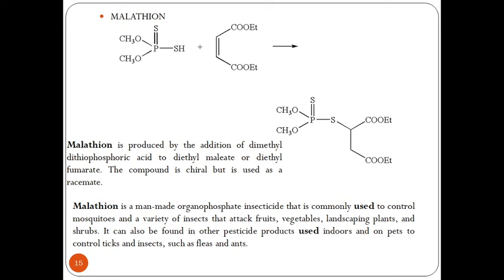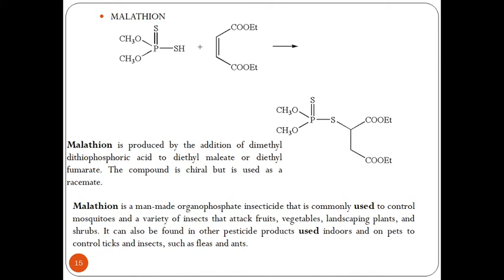Coming to a very important insecticide called malathion. Malathion is produced by the addition of dimethyl dithiophosphoric acid to diethyl maleate or diethyl fumarate. So the starting material is dimethyl dithiophosphoric acid, which reacts with either diethyl maleate or diethyl fumarate onto the ester system. Now what happens here is that once the proton is lost, the negatively charged sulfur attacks the C double bond C, giving me a malathion structure.